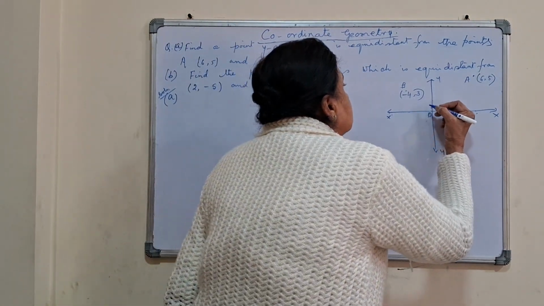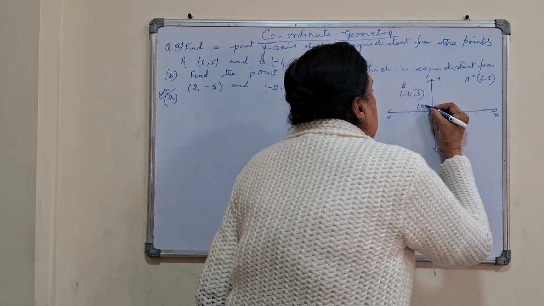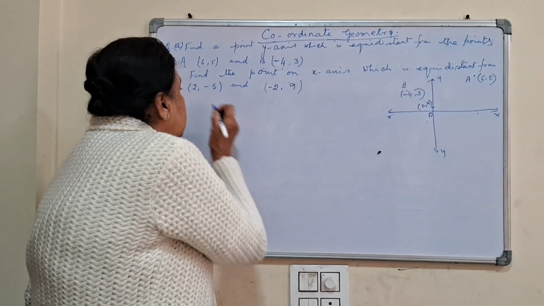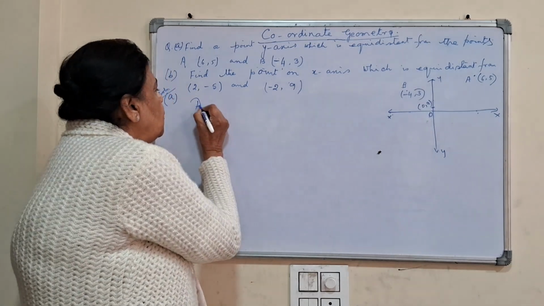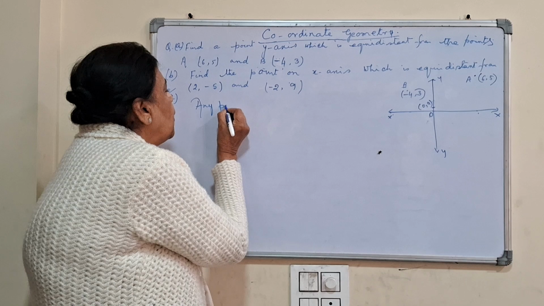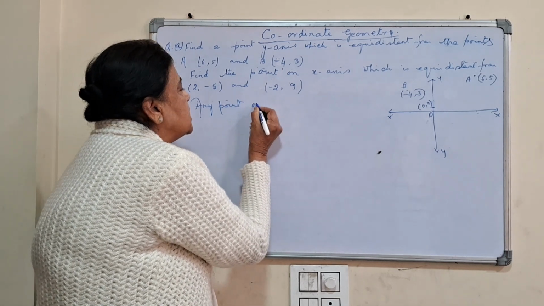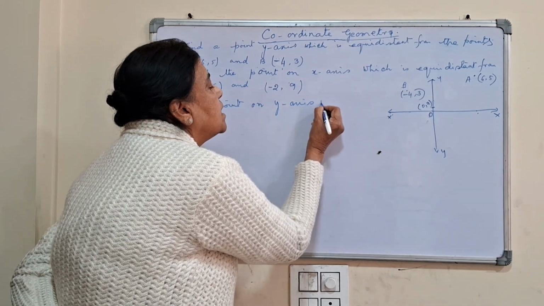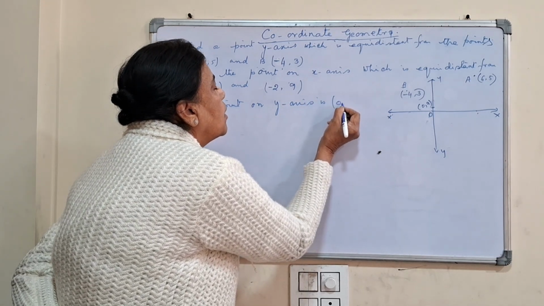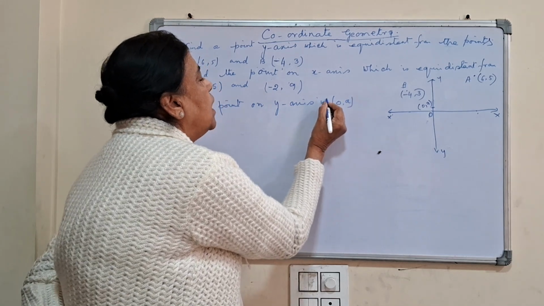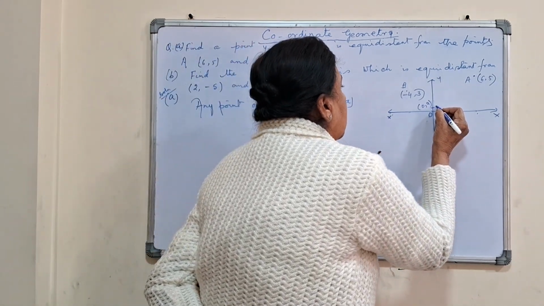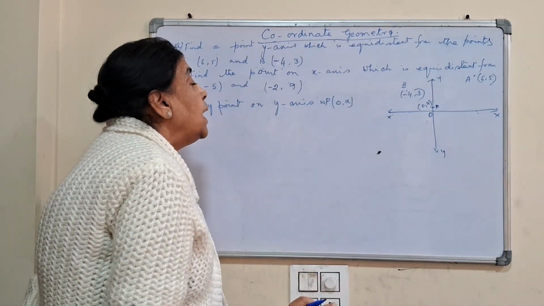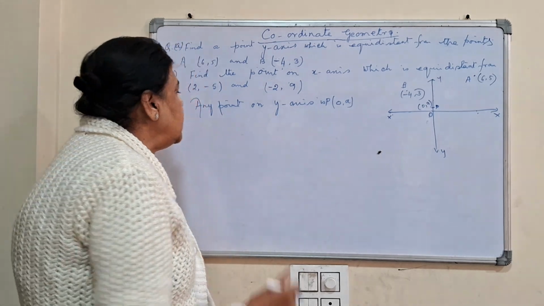Let it be (0, a). The solution: any point on the y-axis is (0, a), and we name it P. This is P. Therefore, the condition is that PA is equal to PB.